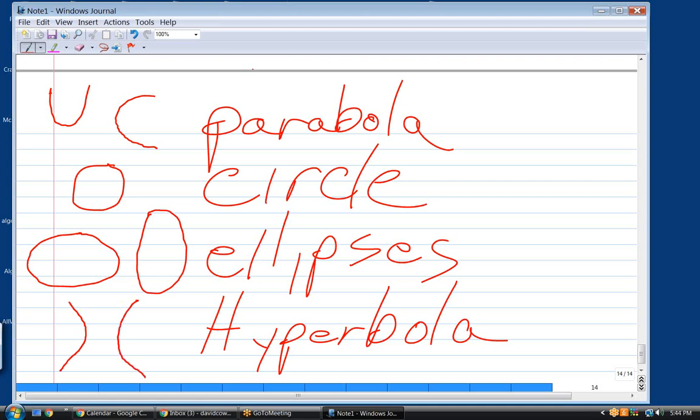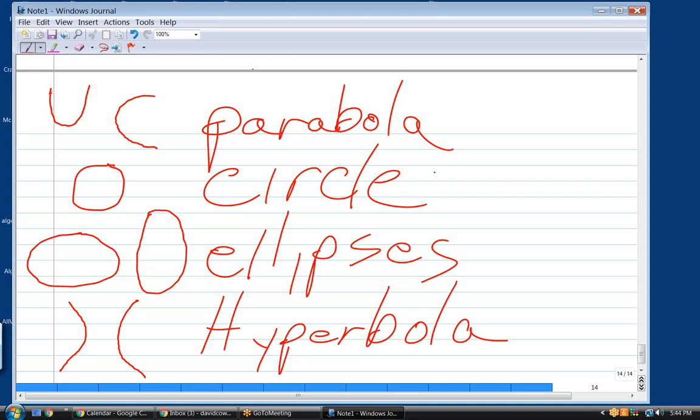Okay? And these shapes have great meaning in real life. All of the planets in our solar system either follow an elliptical path around the sun or they follow a hyperbolic path. Comets will follow hyperbolic paths. So the math of conic sections is extremely important for determining the motion of the planets in our solar system.